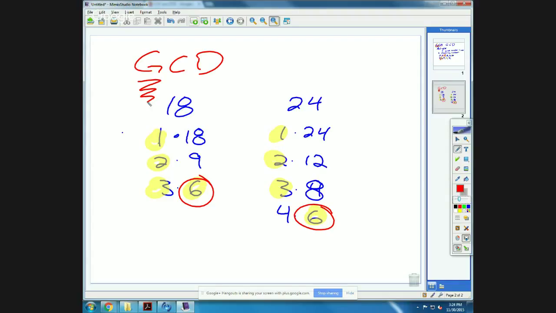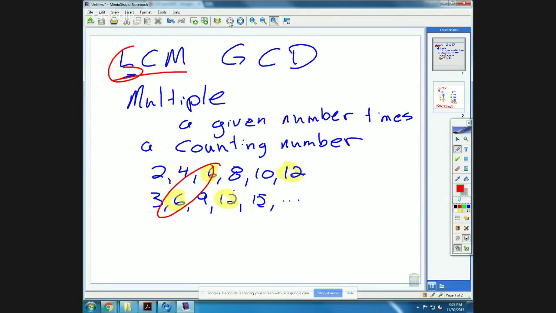The biggest use of either of these is with respect to fractions. Greatest common divisor is very useful in reducing, getting a fraction to lowest form. Lowest common multiple is really nice when you're trying to add or subtract fractions or compare fractions, to get a common denominator.